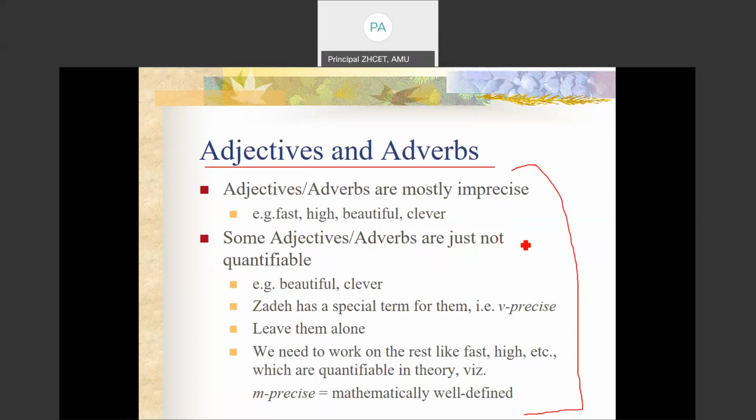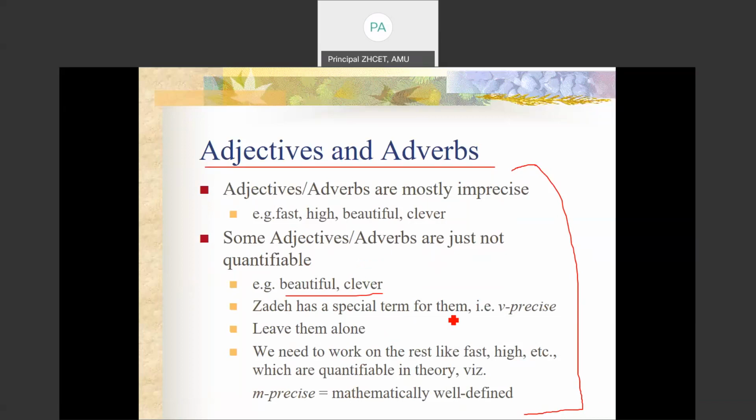Some adjectives and adverbs are just not quantifiable. Beautiful and clever, they're not quantifiable. High, fast, they can be quantified. Fast maybe in terms of kilometers per hour, light years, and so on. No, fast is not light year. Light year is a distance, right? High, you can say how many kilometers, how many meters, and so on.